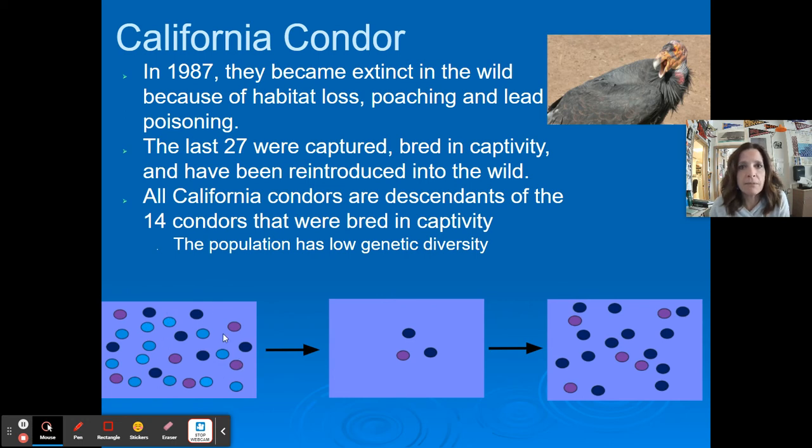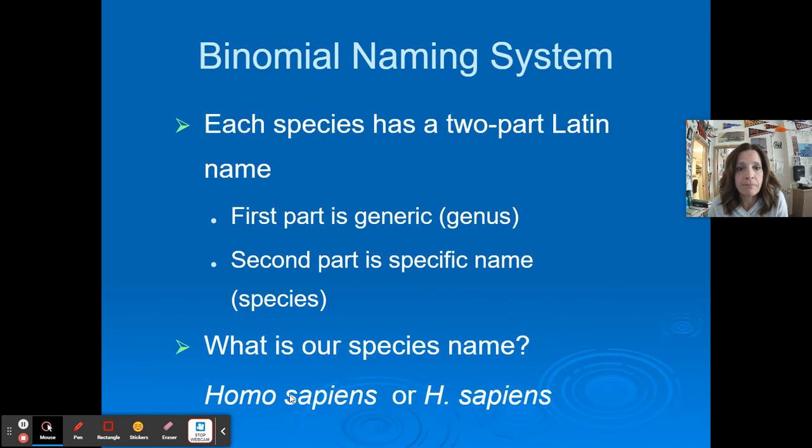Different ones within it with different genetic variation, and then a huge amount of habitat loss, poaching, and lead poisoning led to only a few surviving, and then their offspring are the result of them, and so there's really low diversity. So if a disease was to come through, right, there wouldn't be a lot of variation, and either all of them would survive or none of them would survive. So that's why populations with low diversity tend to go extinct easier than populations with high diversity.